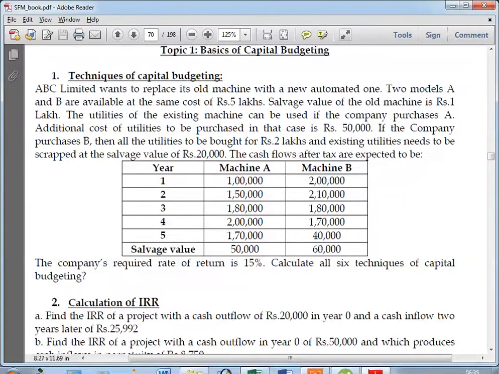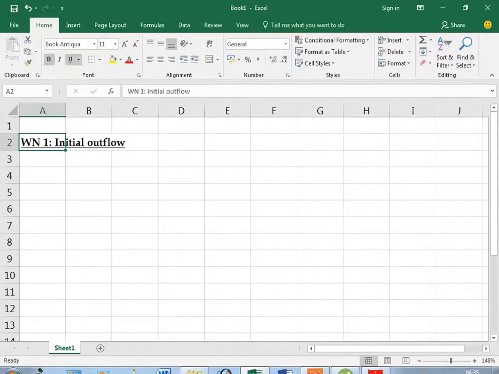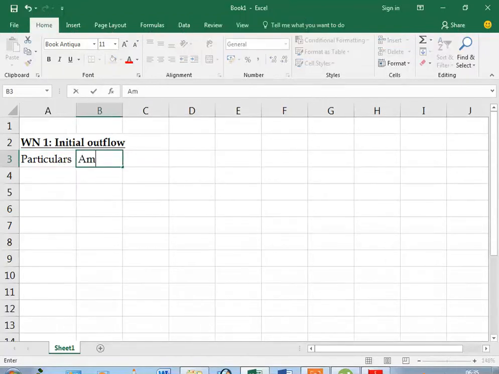So some company wants to buy some new machine. There are 2 models which they are thinking about. The cash flows are given in the question. Let's get those various cash flows and then we calculate. Working note 1, initial outflow. Initial outflow, particulars and amount.